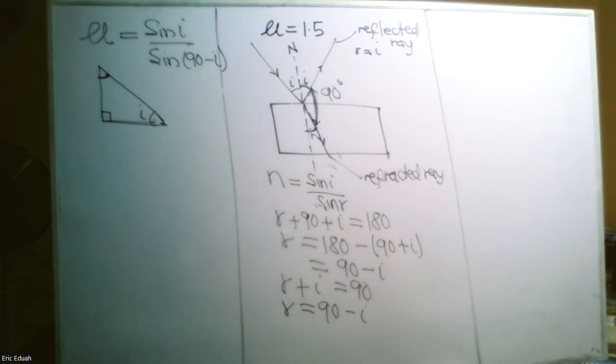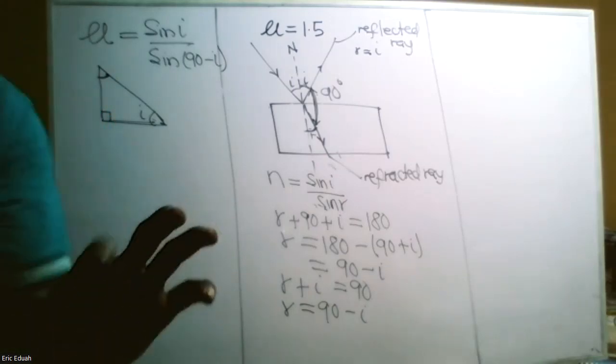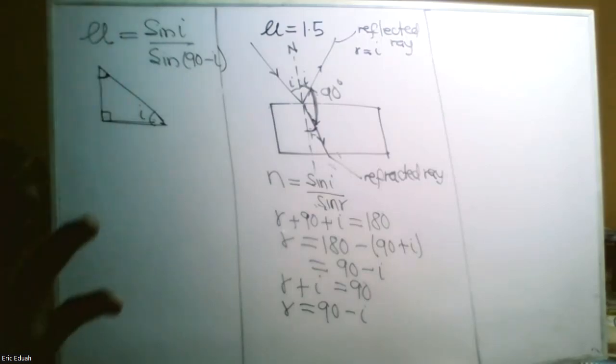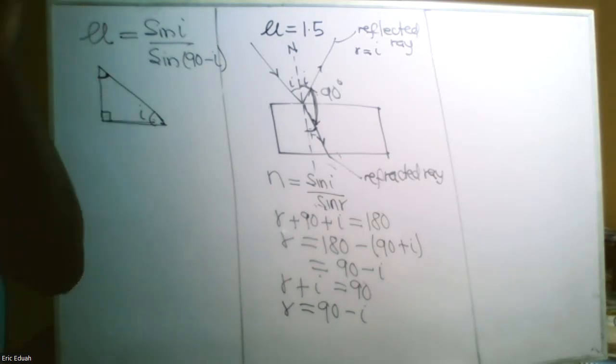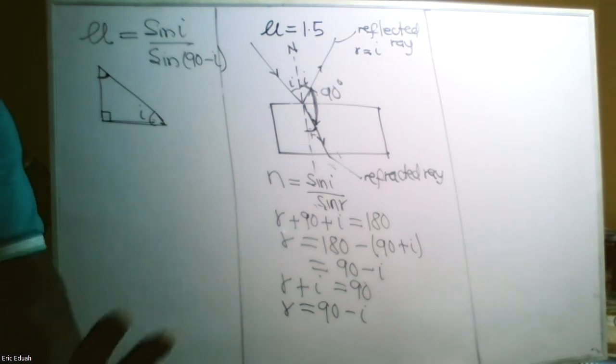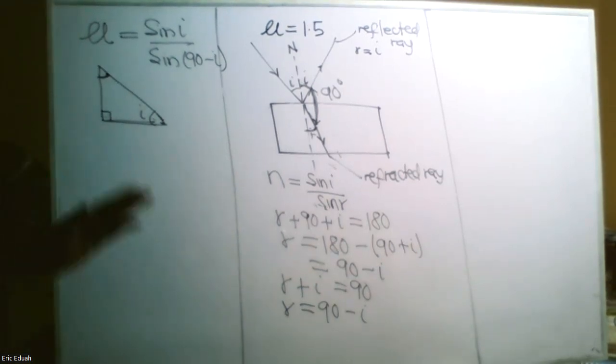Brittany Bartels. The angle will be 180. Wait. Brittany, you are right, but that is the long method. Give me a quick one. You are correct, but 180 minus 90 plus I is the long method. Give me a quick one.